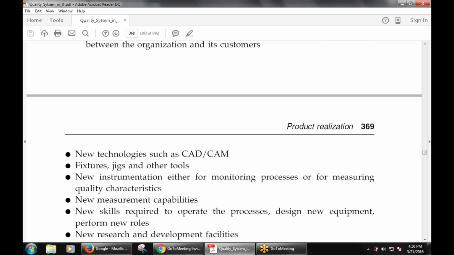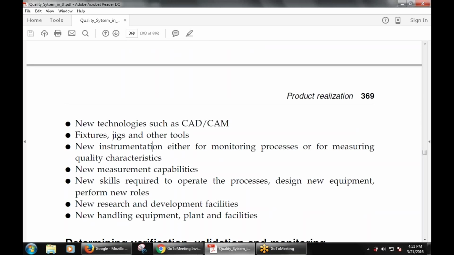And there are new technologies such as CAD or CAM, that is, computer aided designing and computer aided manufacturing. These are the new technologies available as part of the resources. There are various resources available as part of the resources. And there are fixtures, jigs, and other tools.